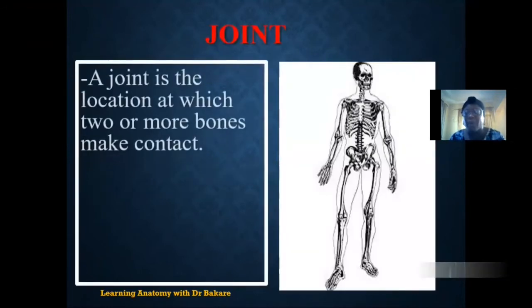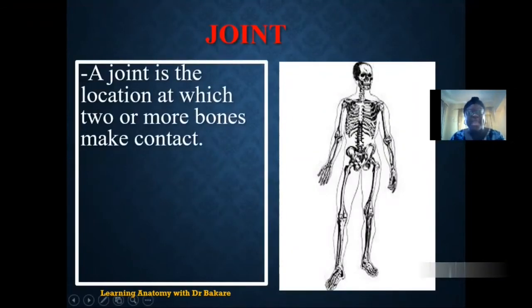Let's look at joints and how they are classified. A joint is a point where two or more bones meet. We have joints formed in different regions of the skeletal system. We have the humerus forming contact with the radius and the ulna in this region. So in this regard, we have contacts formed by three bones, which include the humerus, the radius, and the ulna.